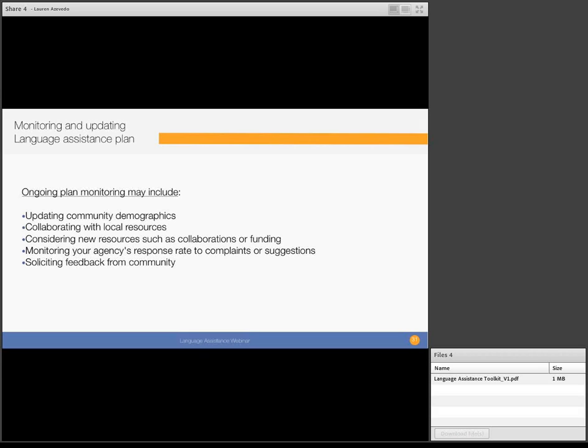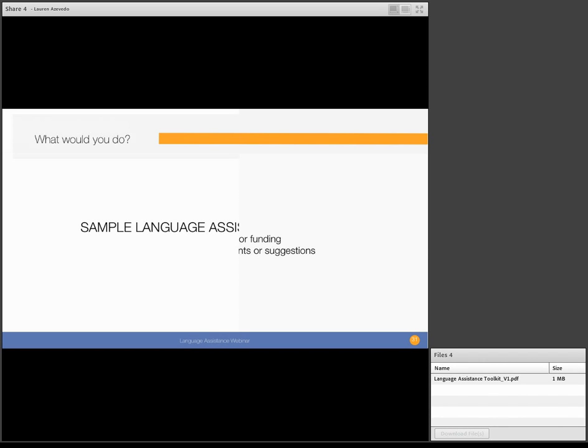And then finally, another aspect of monitoring a plan goes beyond your organization, updating community demographics, understanding maybe new groups that are coming that may be using your services in the near future, collaborating with local resources and considering new resources. Are there new organizations or potential partners in your area that might somehow change your language assistance plan? Maybe there's a new service you can refer out to. Do you have a way of monitoring your agency's response to complaints or suggestions regarding language assistance? And are you soliciting feedback from community stakeholders, not only those receiving services, but other organizations that might serve these groups to see what they have to say about your language assistance services? Next.